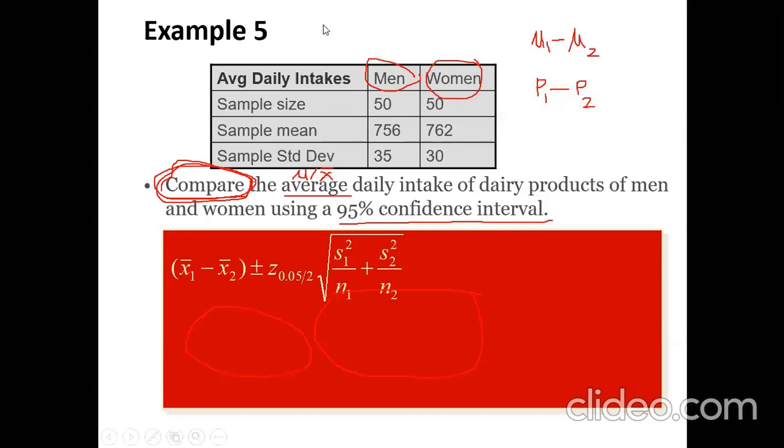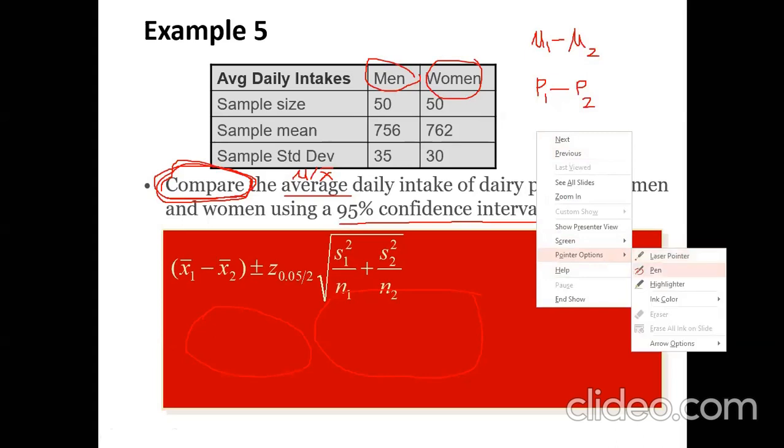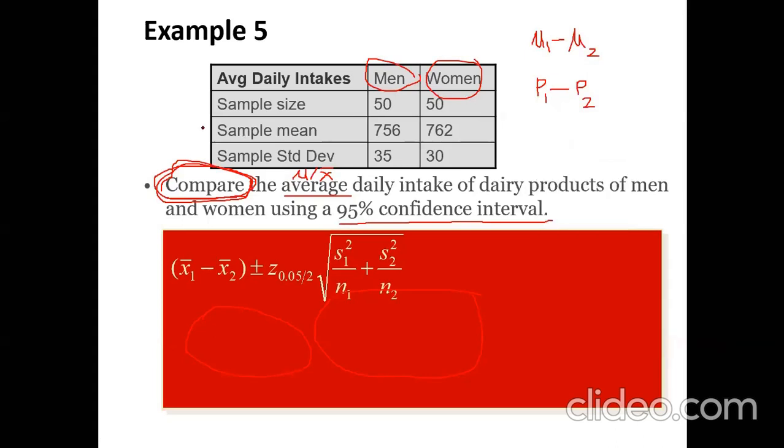They give you the two values. The sample size is 2, sample mean is 2, and sample standard deviation is also 2. That is men and women. Right. Let's see the question. Compare the average daily intake of dairy product of men and women.